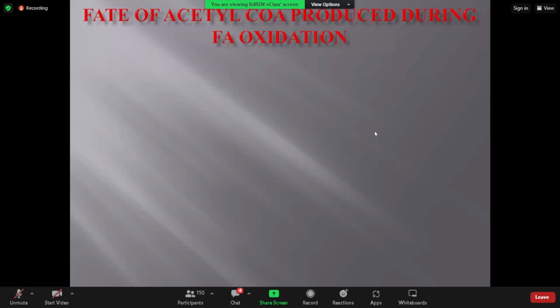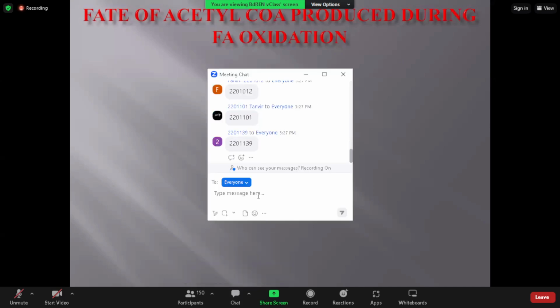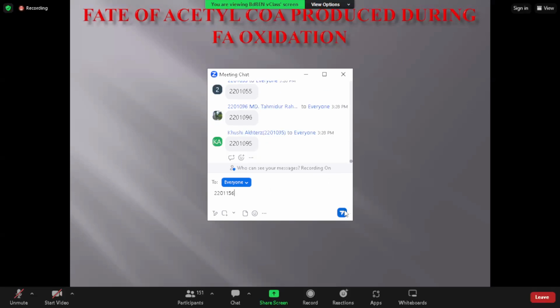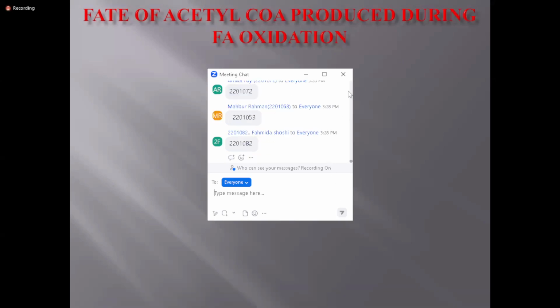By this time I am finishing up. So the acetyl coenzyme A that is produced from the oxidation of the fatty acid, its purpose is to produce energy. This is our first priority. But for the production of energy, this acetyl coenzyme A should enter into the TCA cycle. So if the TCA cycle accepts this acetyl coenzyme A, then acetyl coenzyme A will produce 12 ATP.